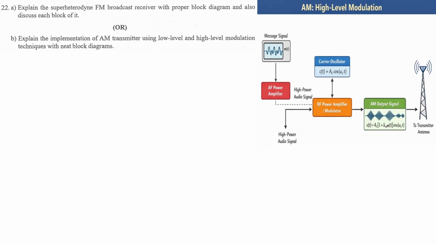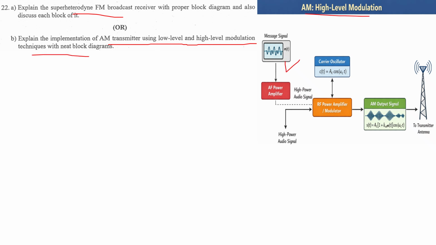Okay, so in the second question, that is from the second unit, you have to explain the super heterodyne FM receiver. Another question, either or, is the implementation of an AM transmitter using low level and high level modulation, right? So here is the high level modulation.